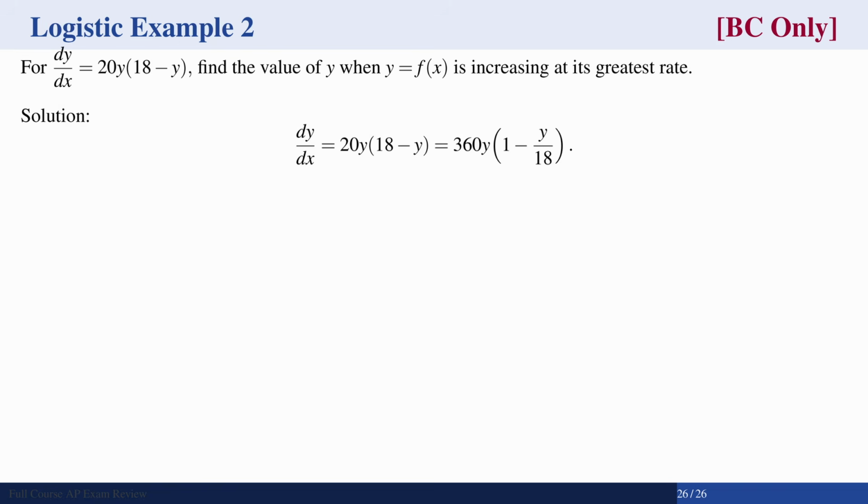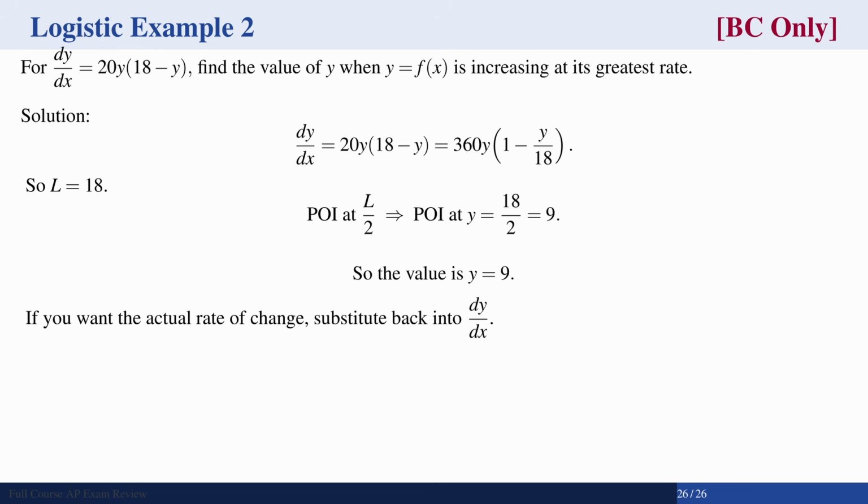Okay, so the solution here, we're going to factor again. I have to take out an 18. I get 360y, quantity 1 minus y over 18. So we automatically know that L is 18, which means there's a point of inflection at L over 2. So the point of inflection is at y equals 18 over 2, or 9. So the value of y is definitely 9.